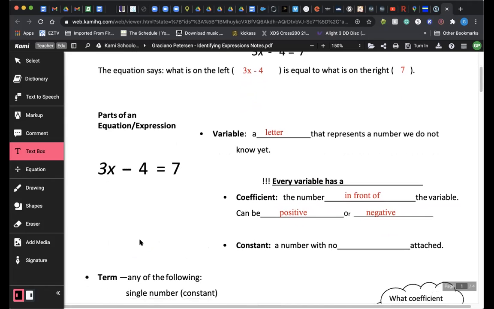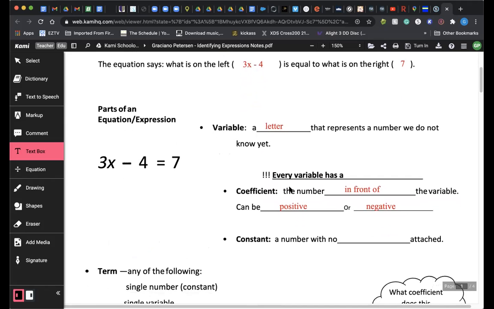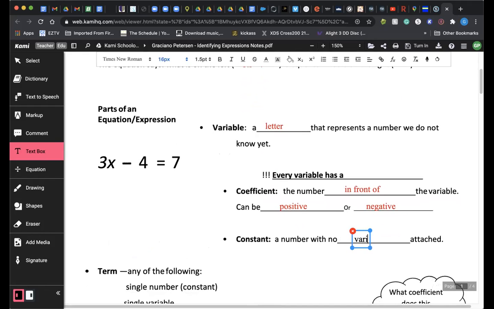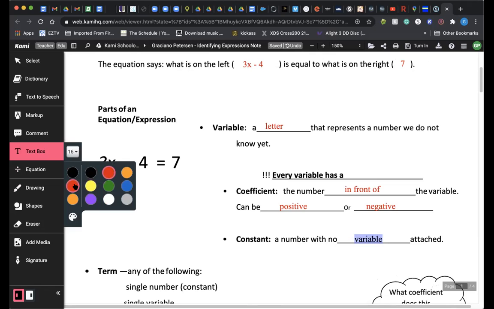Okay. All right. The other part that we have, and the final part that we're going to have in an equation or an expression, is a constant. There may be more than one constant, there may be multiple constants, but a constant is any number with no variable attached. Okay? Any number without a variable is considered a constant.